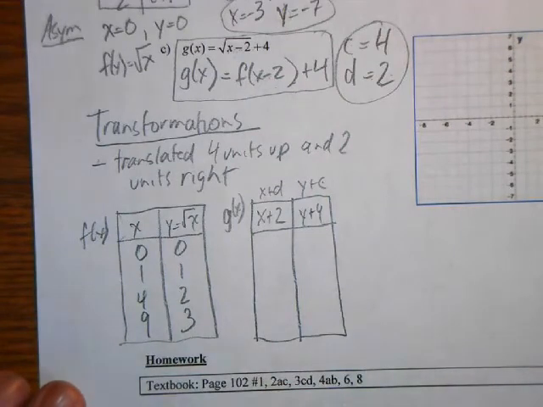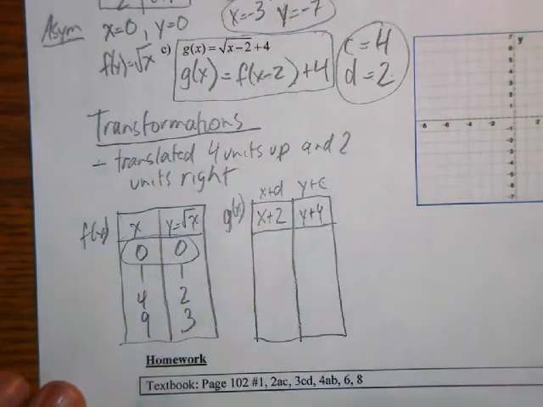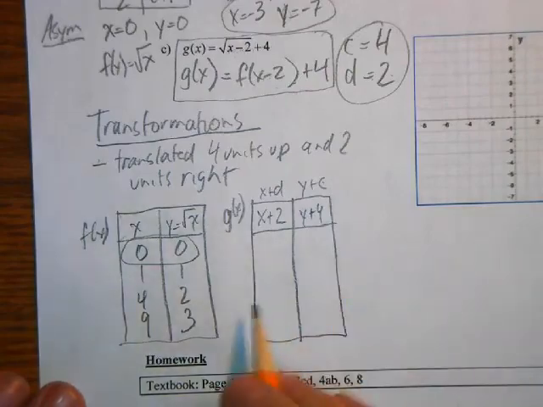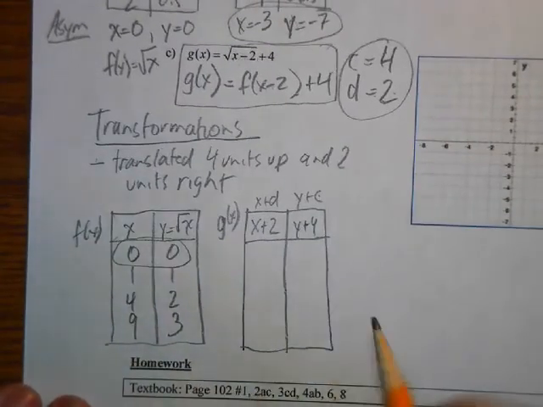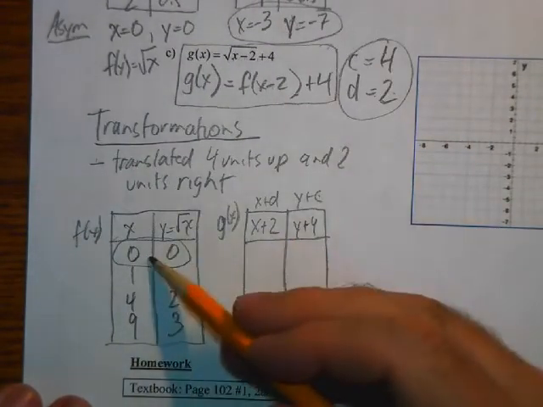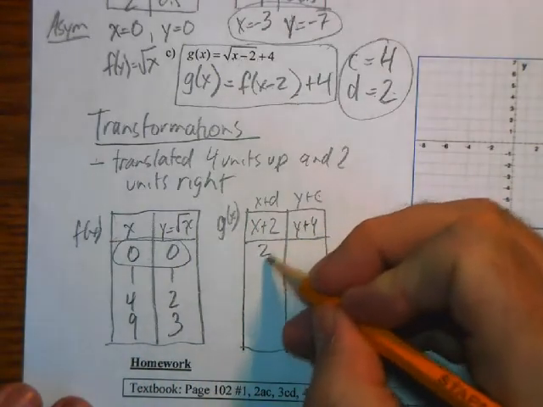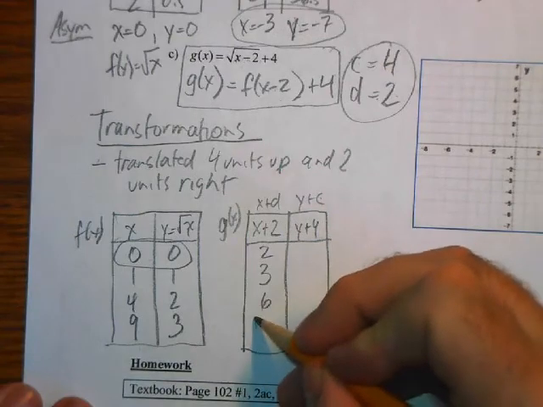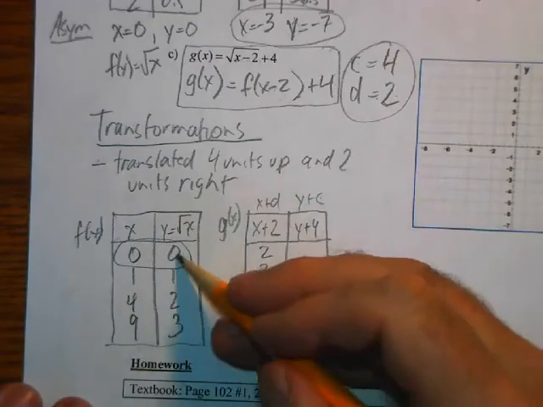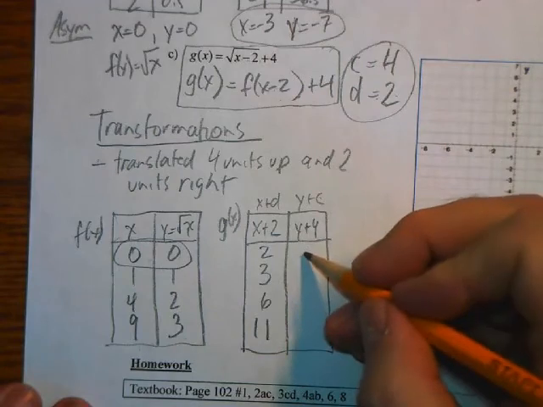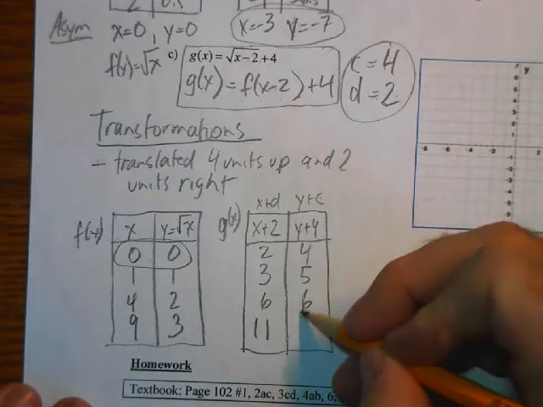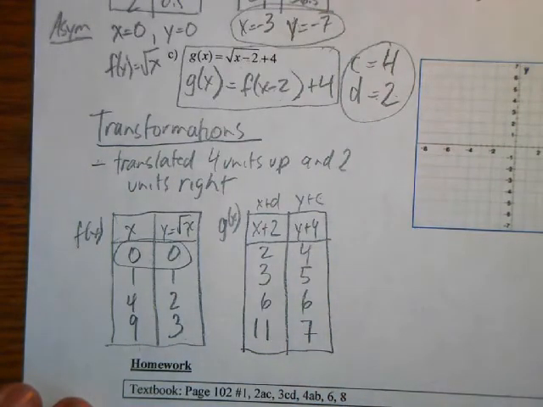Okay, and remember, our key point was that endpoint 0, 0. That should help us with the graph. We're going to add 2 to each of these x coordinates, so that's 2, 3, 6, 11. And we're going to add 4 to the y coordinates, so that's 4, 5, 6, 7. Okay.